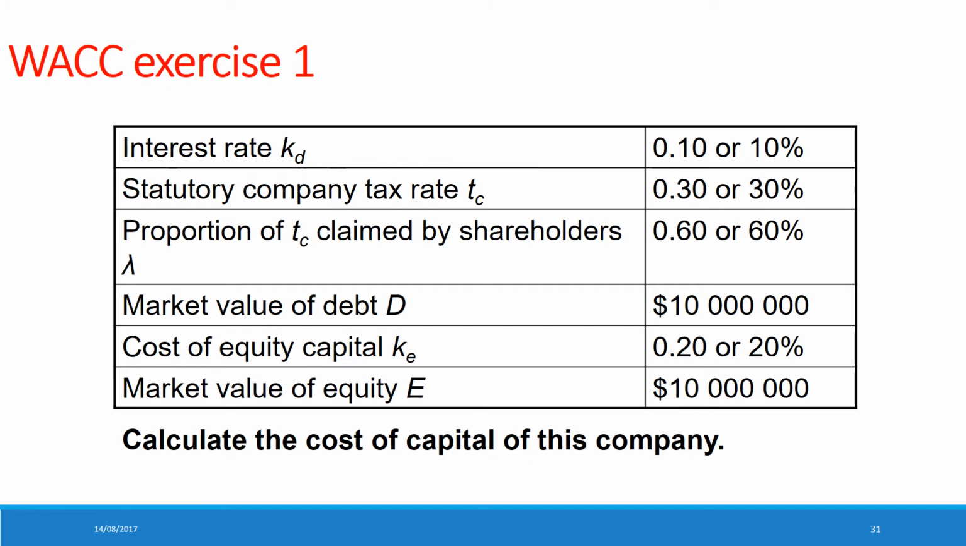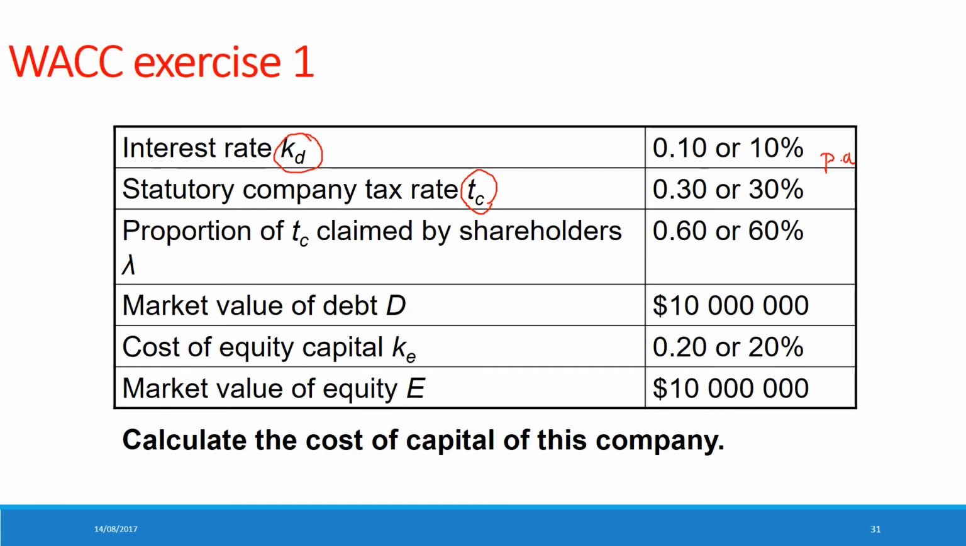So let's look at exercise 1 for now. What do we have in exercise 1? We're given the interest rate, which is the cost of debt. We're also given the statutory tax rate. Right, so this is per annum.